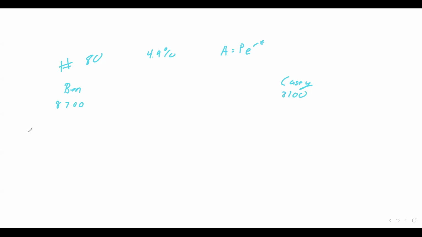Part A says how long will it take Ben's account to reach 10,000? So that's going to be 10,000 as the grand total equals his $8,700 times e to the, again, my R would be 0.049. Again, move that decimal 2 places to the left. So this would be 0.049 times t. So we'll first divide by 8,700.